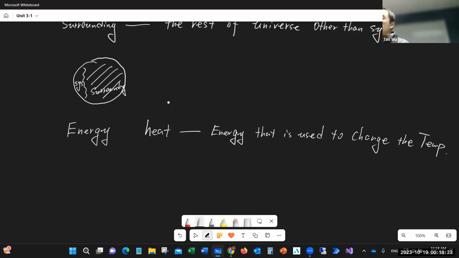The other energy in chemistry we'll also talk about is kinetic energy. Kinetic energy is generally the energy that is used to move an object.